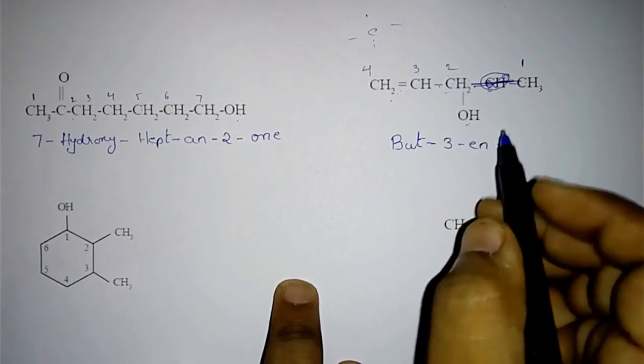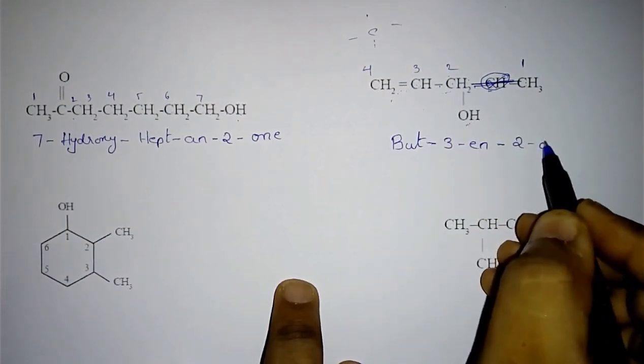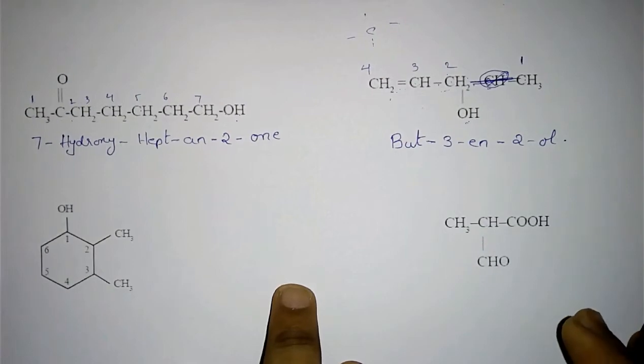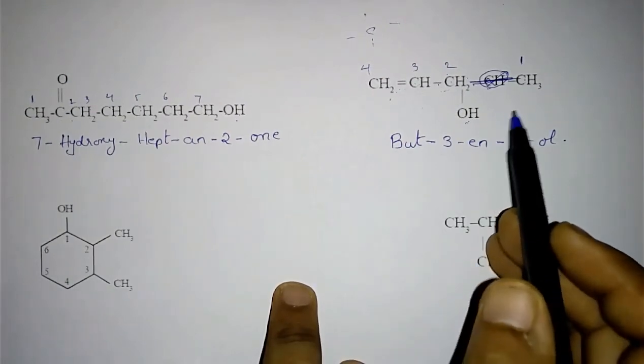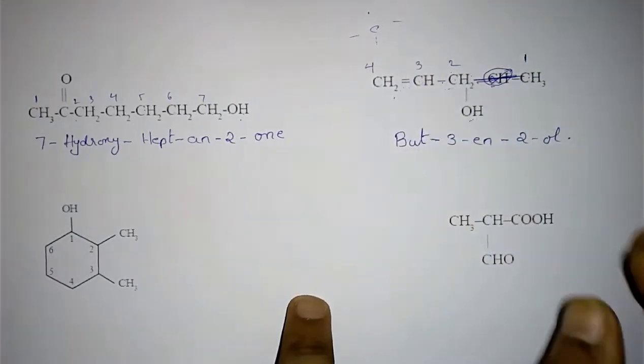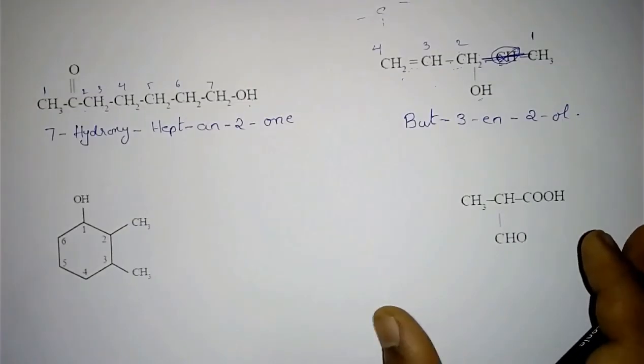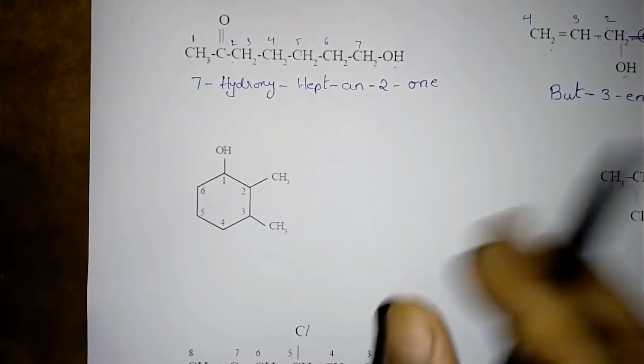On which carbon? The second carbon. So 2-ol: but-3-ene-2-ol. Understood, everyone? Yes. So we have got methane, ethane, propane, butane. I think everyone understood this part. Okay. Let's see the next one.